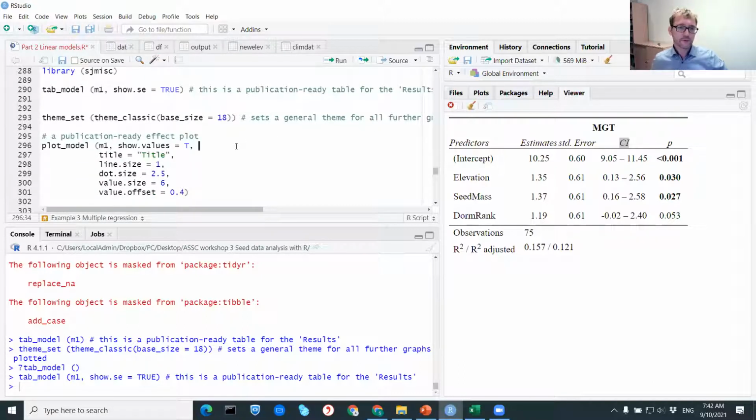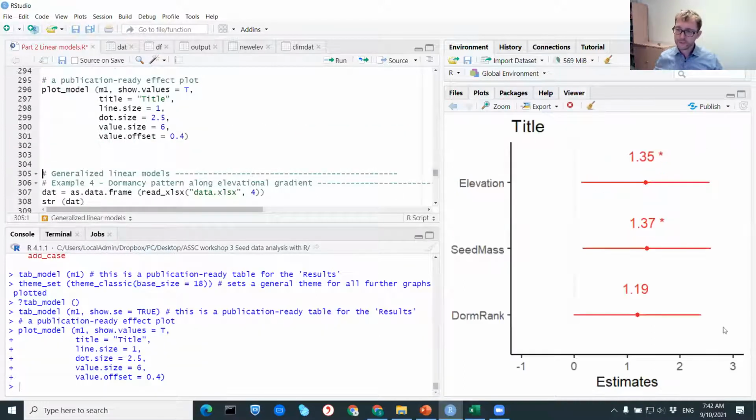Right. One last thing, you can also make a very nice effect plot based on your model output. This is a function, plot model. You can also play around with all those parameters here. But what you get here is basically the graphic output of our model. You can see that the estimates are positive. You can see that at least elevation and sigmas are significant. And you can see that elevation and sigmas have a comparable effect on mean germination time because those estimates are basically identical.